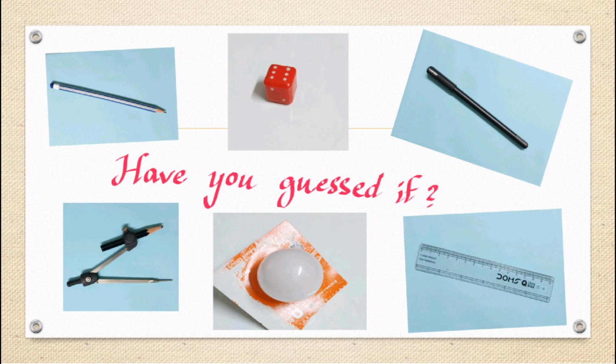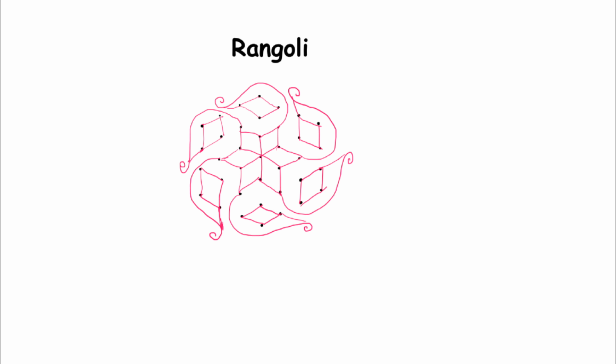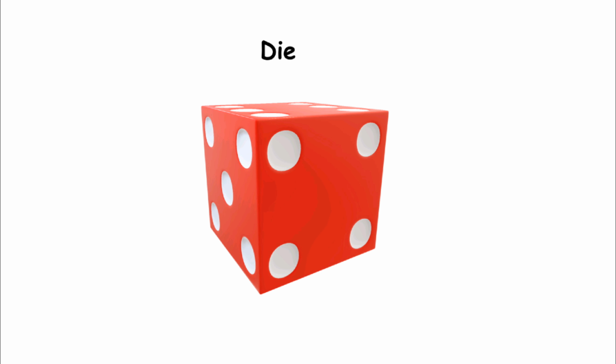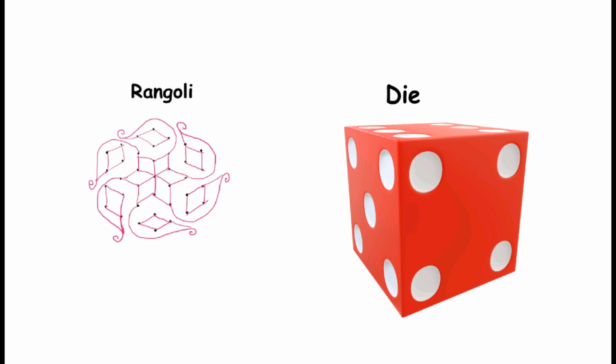Before starting the topic, I would like to ask a few questions. Are you ready? Here you go. Can you see the object present on the screen? Of course. Yes, it is a rangoli. Can you see the next object present on the screen? What is it? It is a die. Can you tell me how a rangoli is designed or made? Can you tell me how the numbers on a die are formed? Are you thinking? A rangoli or a die is formed with the help of dots. Do you agree with me? Yes, of course. Do you know another word for dot? Yes, it is a point.